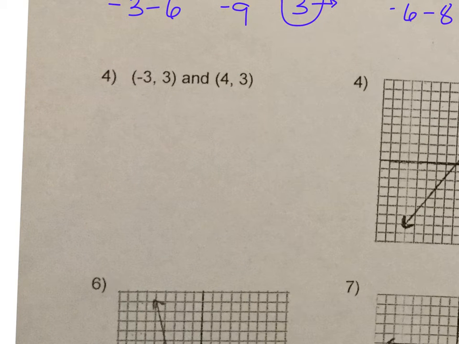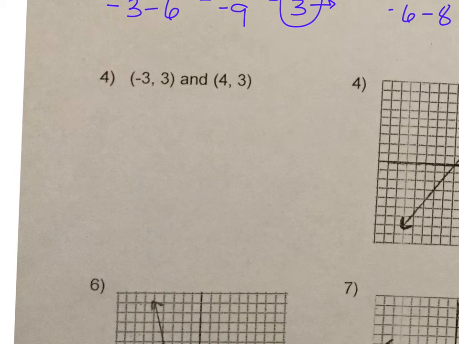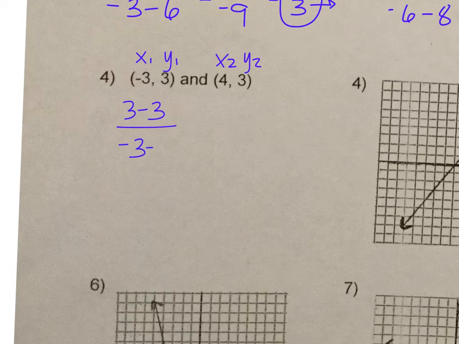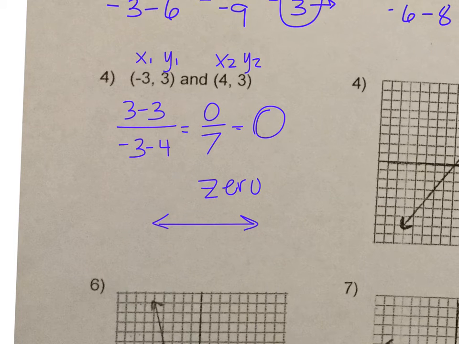All right, number 4, last one with the math, and then we're going to count. x1, y1, x2, y2, 3 minus 3 over negative 3 minus 4. That gives us 0 over 7. Now, if you type that in your calculator, you will get a big fat nothing. If you try to take nothing out of 7, you end up with nothing. So this has 0 slope, which means it's a horizontal line.